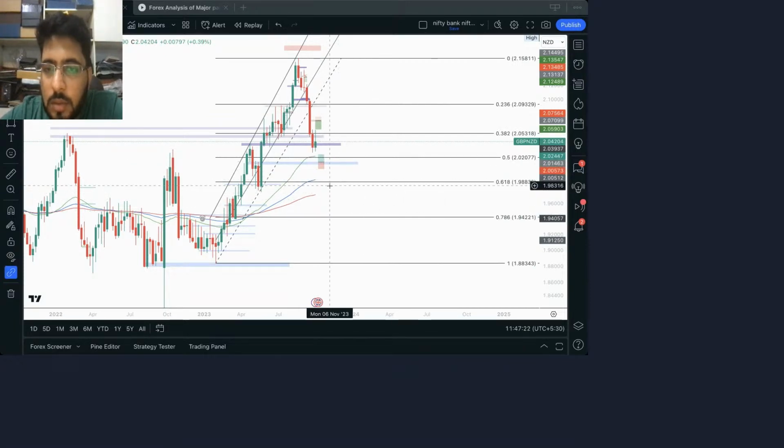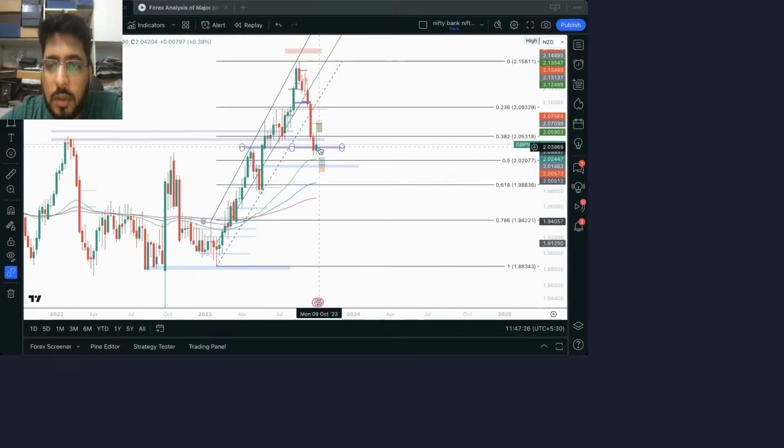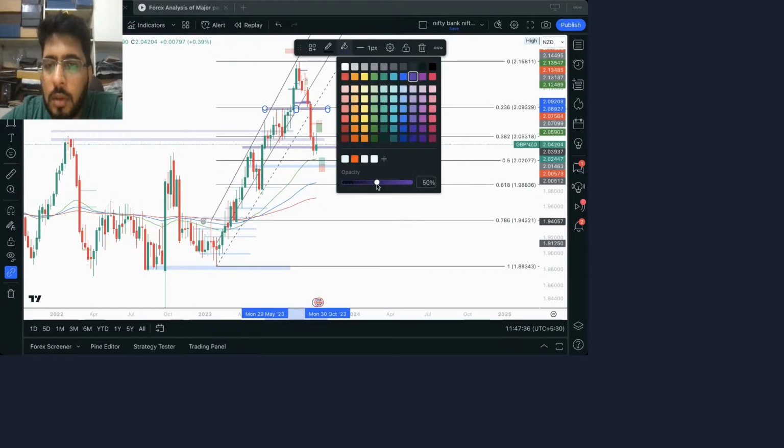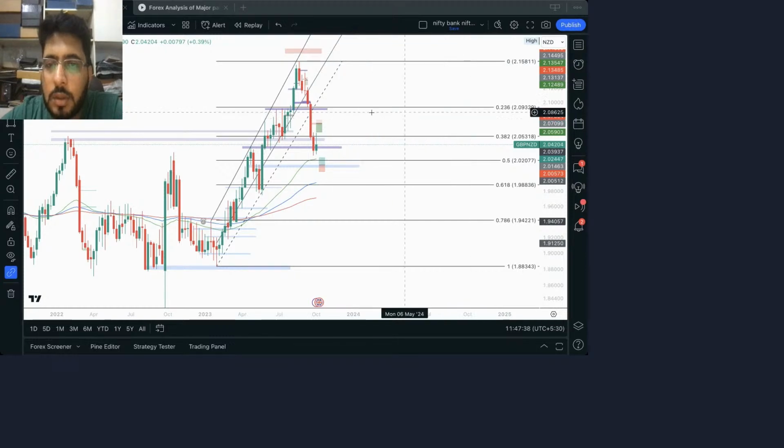If the downward trend continues, then we'll see this as well, this 61 very soon. If it shows some pullback, then we'll see this one. Then the next zone of interest is this. It's a small zone, but it can go like this, then there.